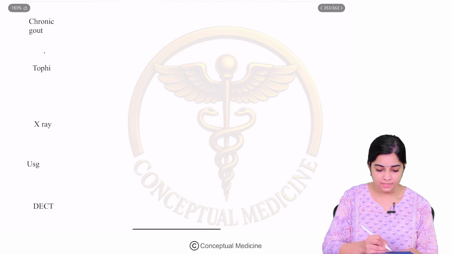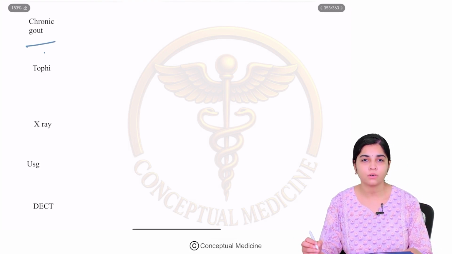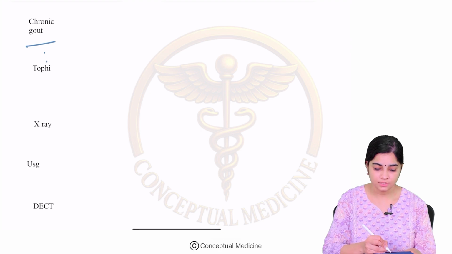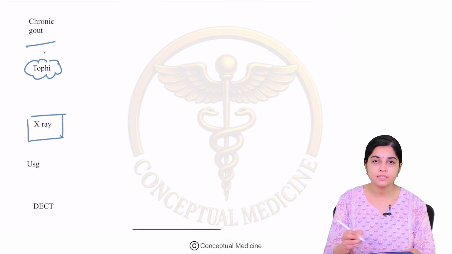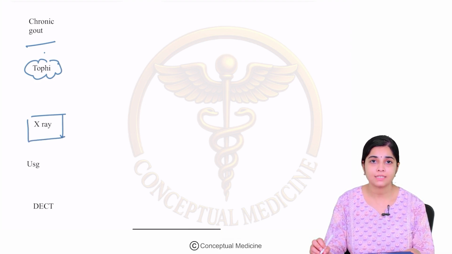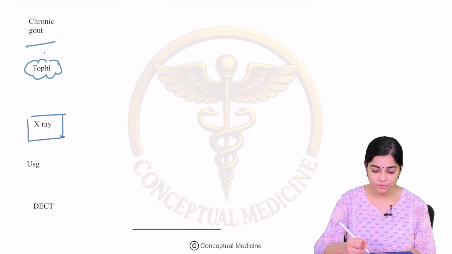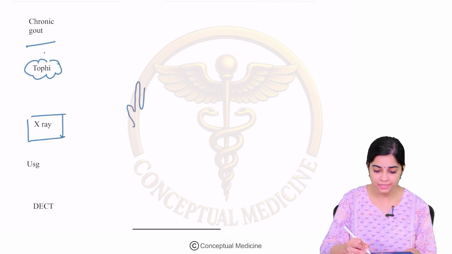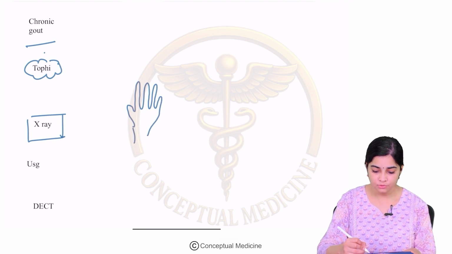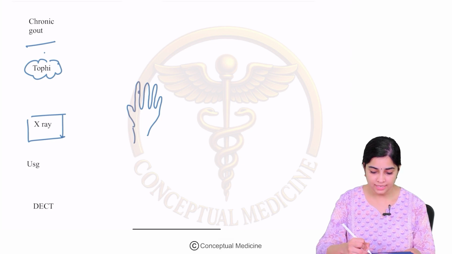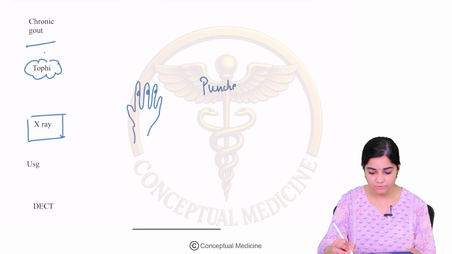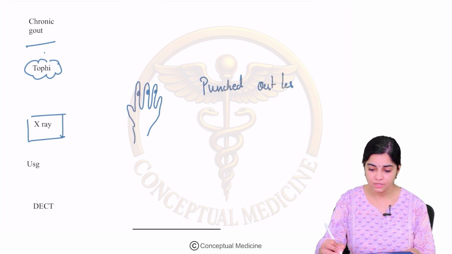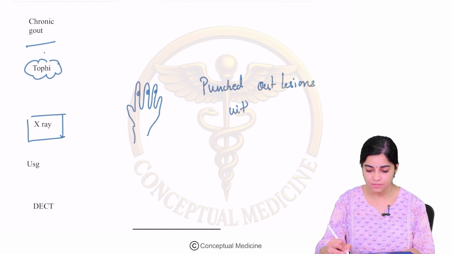So now let us move on to chronic gout. In chronic gout, what are the characteristic features? Yes, definitely you will find evidence of tophi. Then there are certain signs that you have to know. So what is the X-ray sign? In the X-ray of the hand, you will find erosions in the lateral aspect of your fingers, right? So you may find erosions in the lateral aspect, which are basically punched out lesions. So you will find evidence of punched out lesions with overhanging margins.